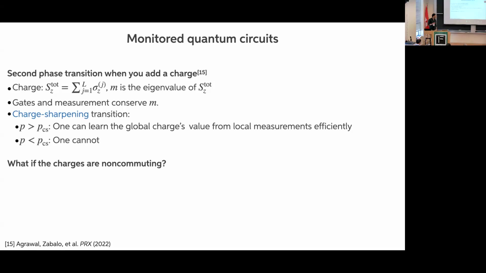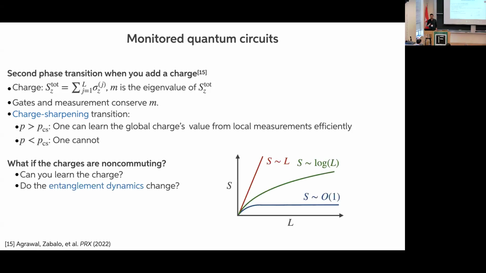Now they close this paper with a really interesting question of, amongst other things, what if the charges are non-commuting? One natural question is, can you even learn the charge? Because later measurements are going to partially interfere with the earlier measurements. And another is, do the entanglement dynamics change?